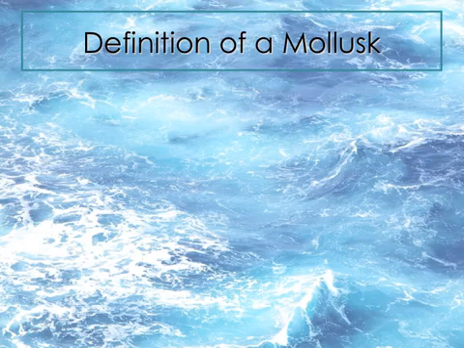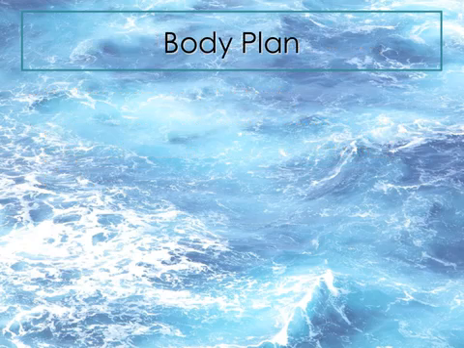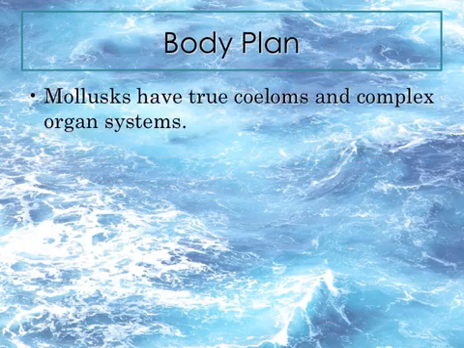So first of all, what is a mollusk? Molluscus in Latin means soft, and mollusks are soft-bodied animals that usually have an internal or an external shell. That's our definition of a mollusk. Now, all mollusks have true coeloms and complex organ systems. And remember, a coelom is a body cavity with organs lined in mesoderm. So they do have organs lined in mesoderm, they do have a body cavity, and they have complex organ systems.